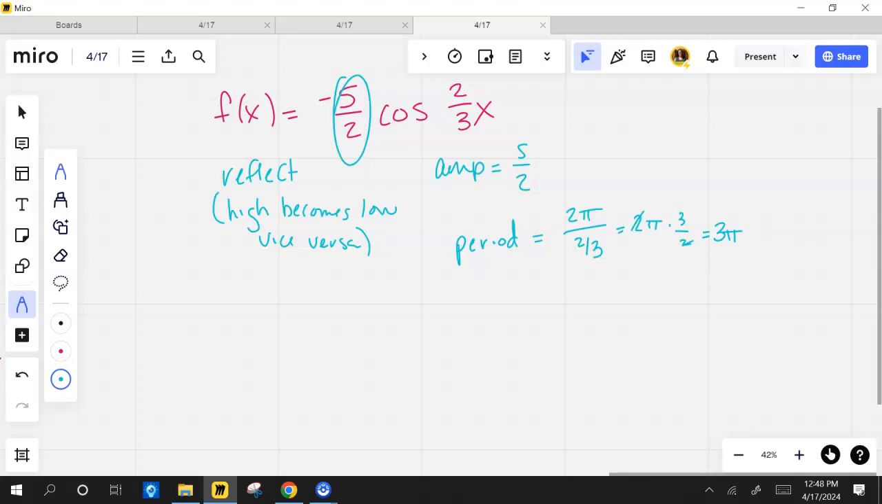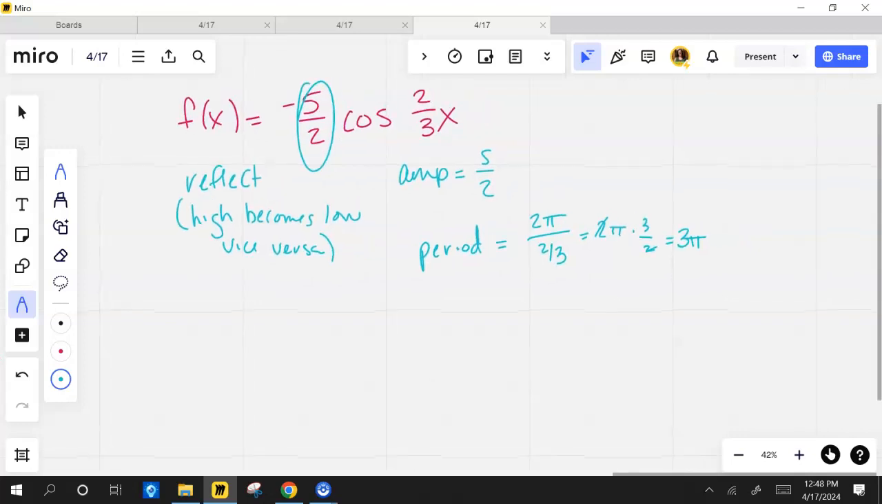All right, again, you don't know how I got there? All right, so it's 2 pi over b, and b is 2/3. So 2 pi over 2/3, and instead of dividing by a fraction, I multiplied by the reciprocal.